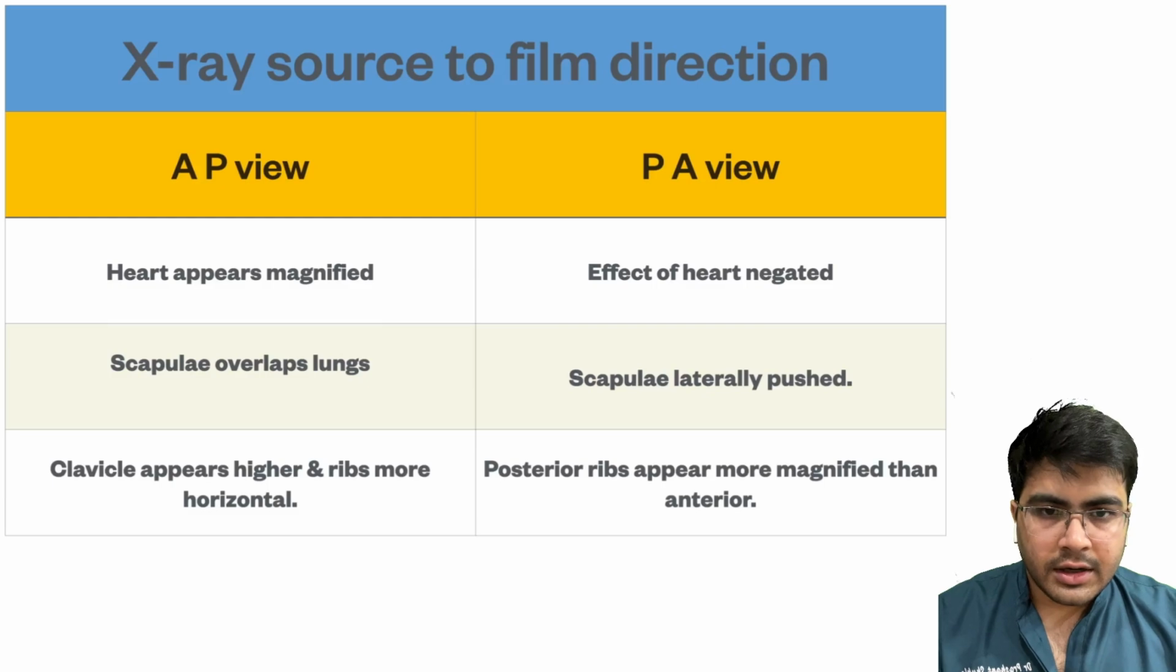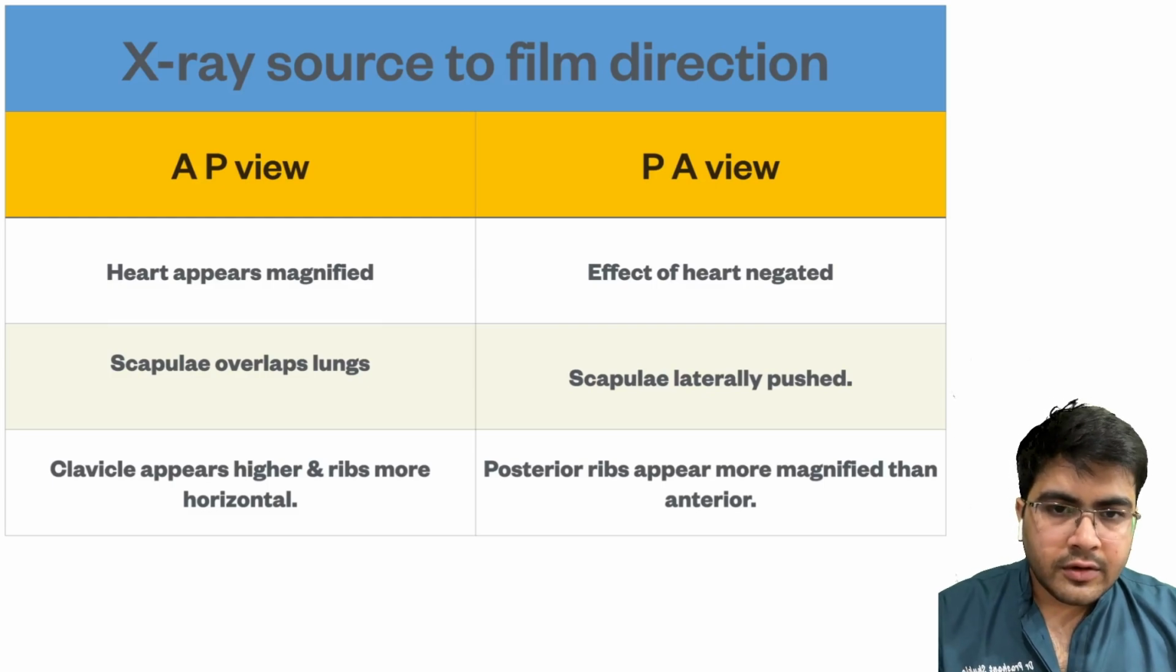In the PA view, the effect of the heart is negated, and in the AP view the scapulae overlap the lung, and it is laterally positioned in the PA view. The clavicle appears higher and the ribs more horizontal in the AP view, and the posterior ribs appear more magnified than the anterior ribs in a PA view. So this is all we need to consider before coming to a conclusion while assessing a chest X-ray film.